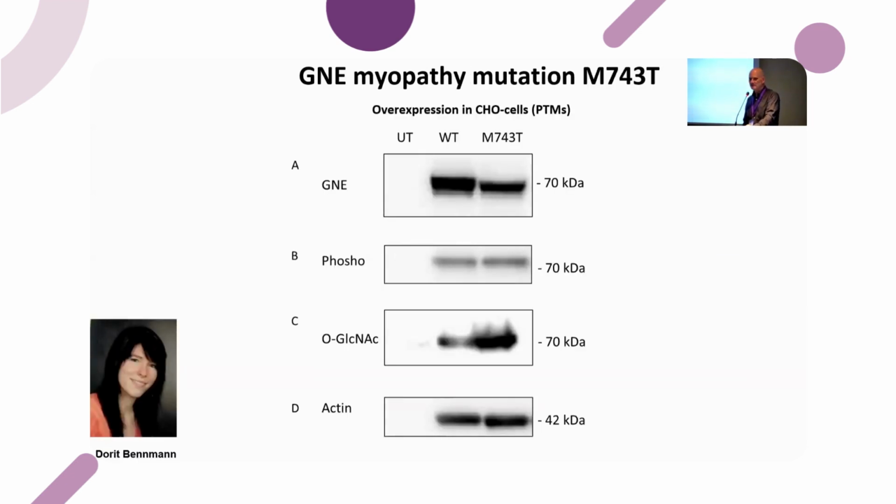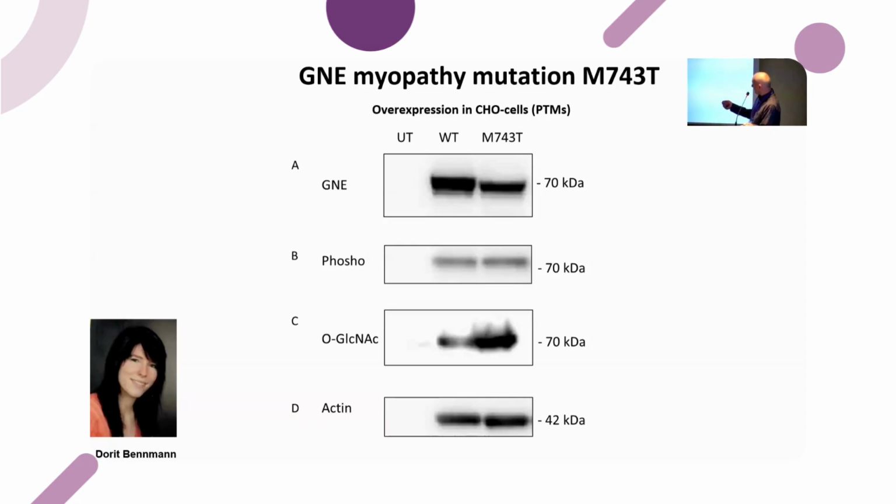Now I would like to introduce some data with the GNE myopathy mutation, the M743T mutation, which is the founder mutation of the Middle East population. This GNE variant was transfected in CHO cells and then analyzed in Western blot with different antibodies. You see here the GNE antibody, and at that time we did not have as good GNE antibodies as today. So you don't see the untransfected GNE in the cells, but the overexpressed wild type and the overexpressed variant. This was done by Dorit Bendmann in our lab.